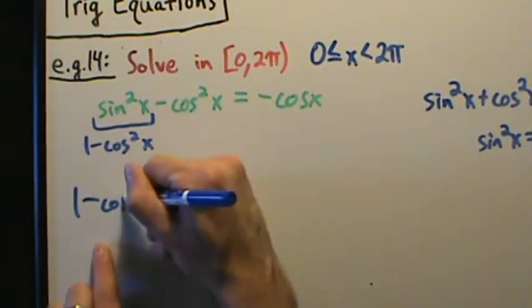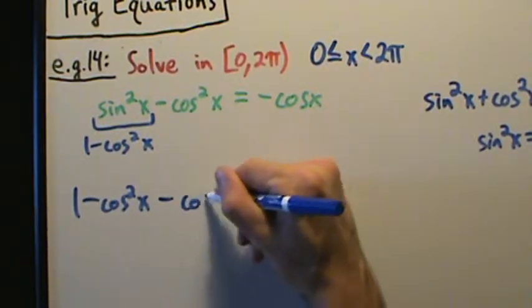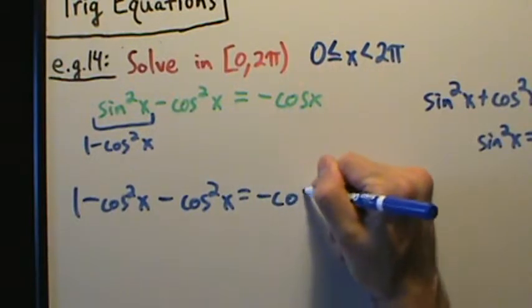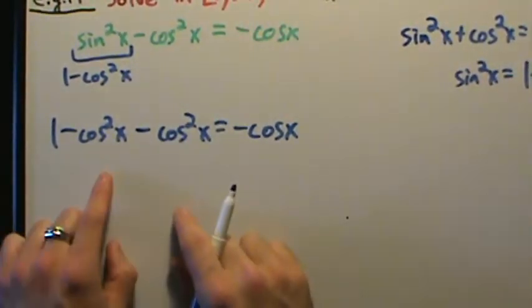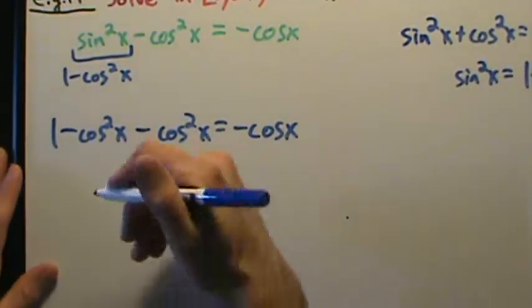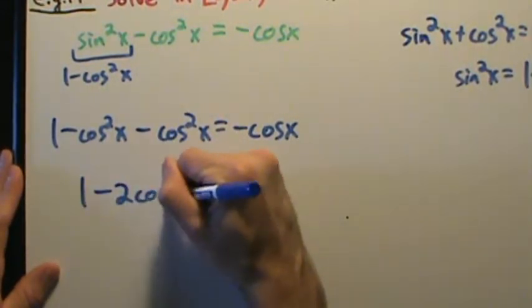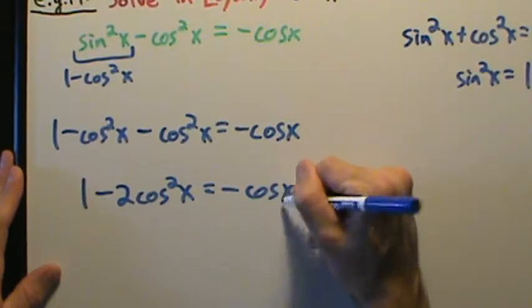Okay, this is our old sine squared of x. And then we still have minus cosine squared of x, and then still equals negative cosine of x. Okay, now we have like terms that we can combine. So 1 minus cosine squared of x minus another cosine squared of x equals negative cosine of x. So this is 1 minus 2 cosine squared of x equals negative cosine of x.